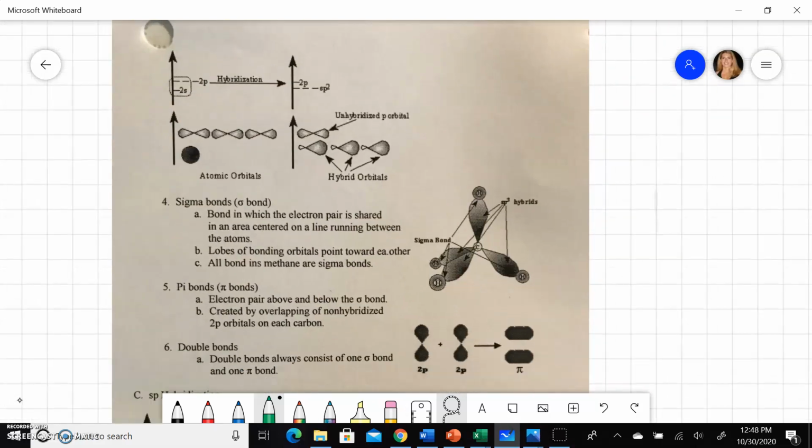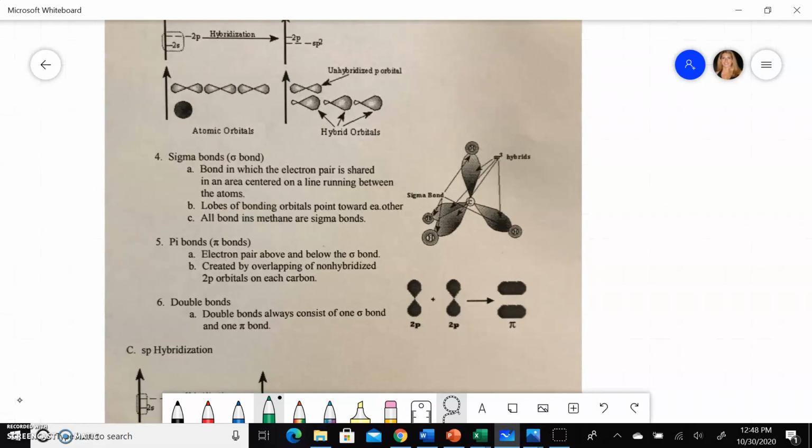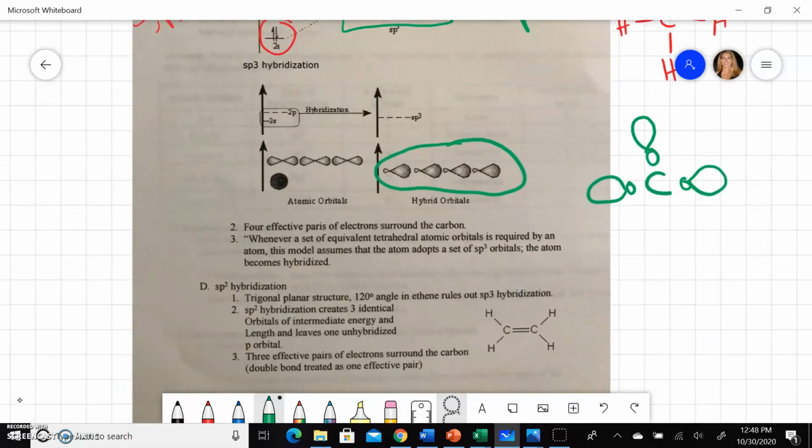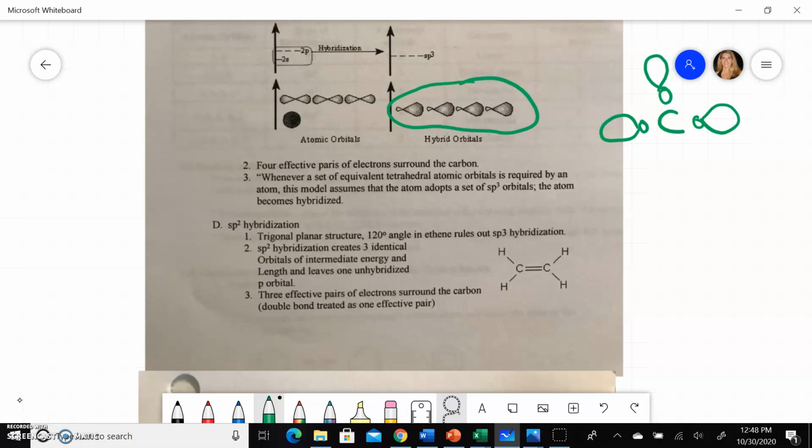I think I have a picture of this further on. Yep, you can see it down here with the lopsided orbitals. That's called sp3 hybridization, and that happens anytime you have 4 effective pairs of electrons surrounding the carbon. What I mean by that is that either a bond counts as an effective pair, or a lone pair.